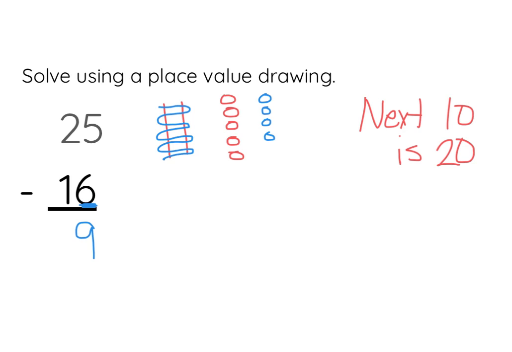And another way to think of this is I need to get rid of a 10 for that 10 and then a 10 for the 6. But then I put the partner to 6 back.